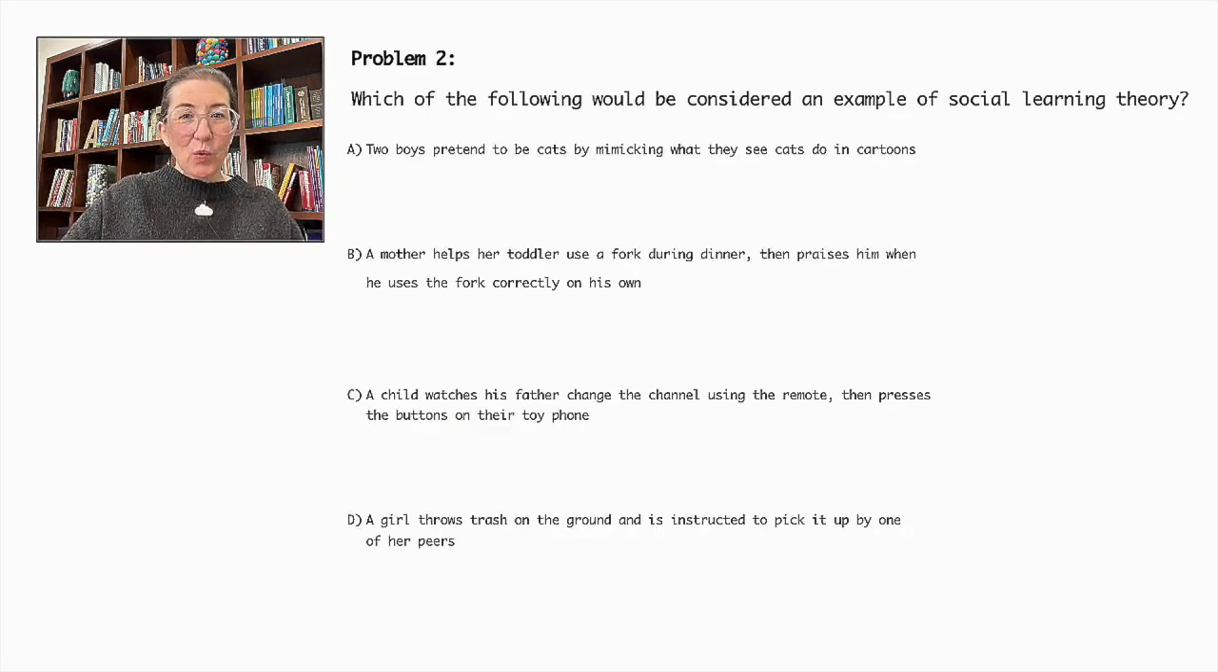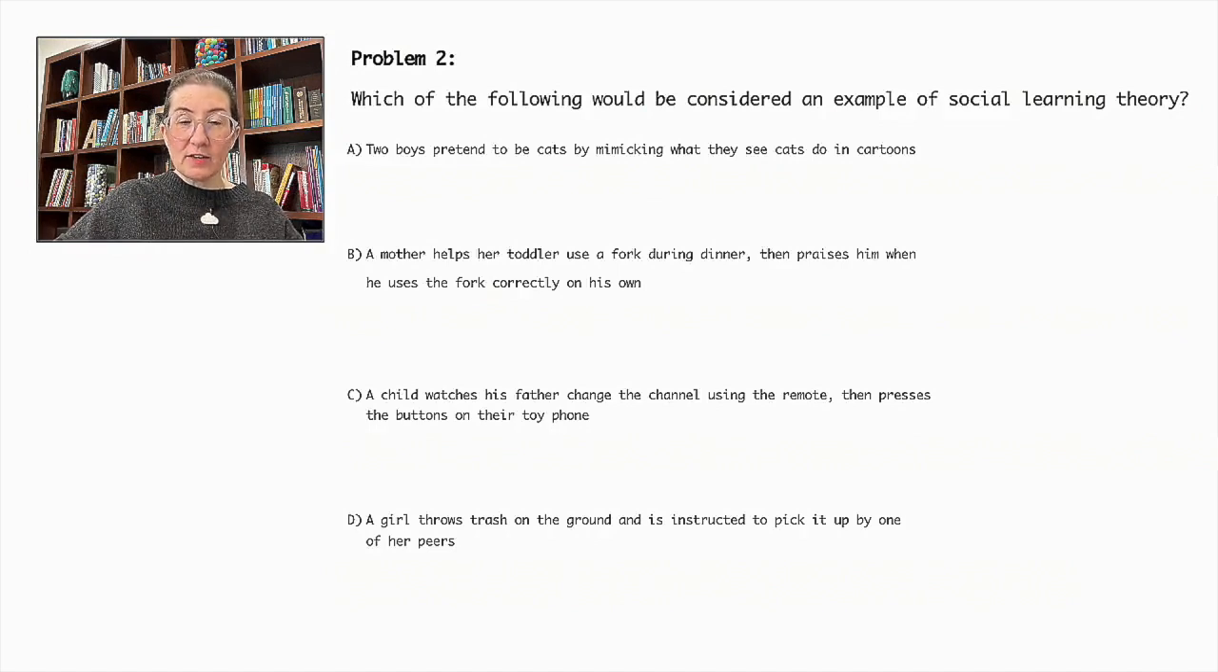Problem number 2. Which of the following would be considered an example of social learning theory? Two boys pretend to be cats by mimicking what they see cats do in cartoons. A mother helps her toddler use a fork during dinner, then praises him when he uses the fork correctly on his own. A child watches his father change the channel using the remote, then presses the buttons on their toy phone. Or, a girl throws trash on the ground and is instructed to pick it up by one of her peers.